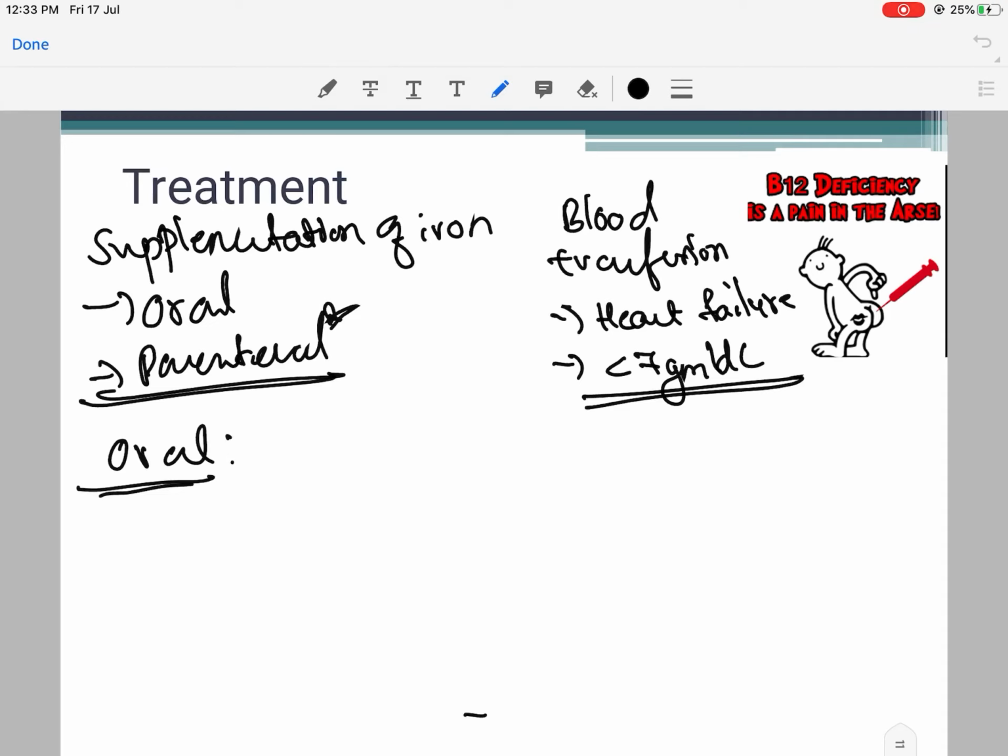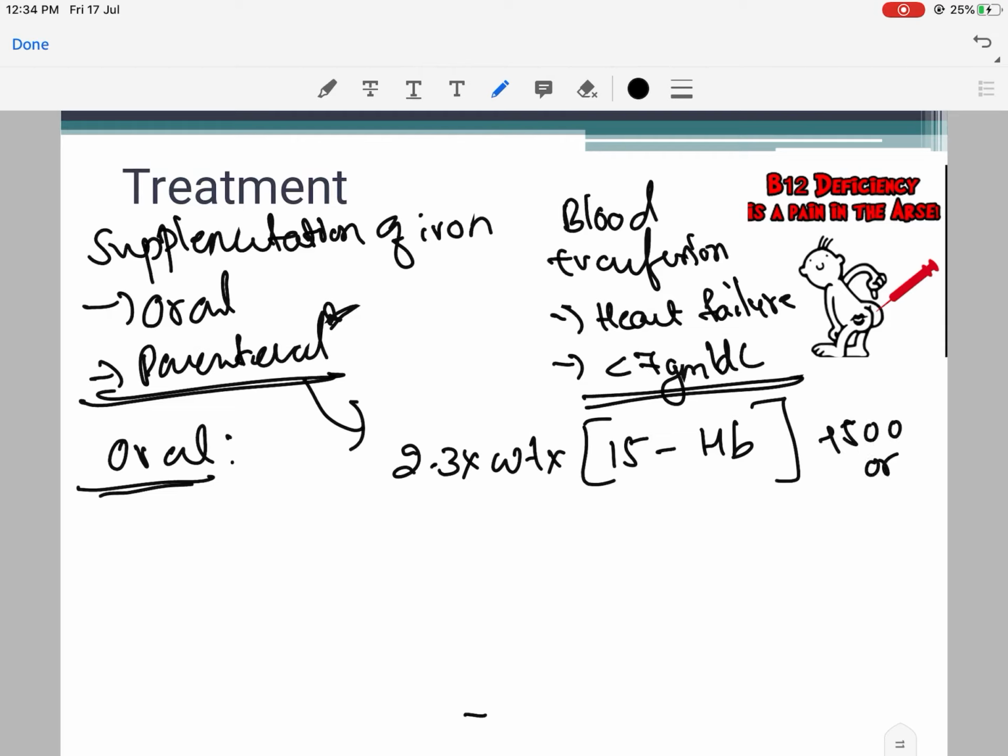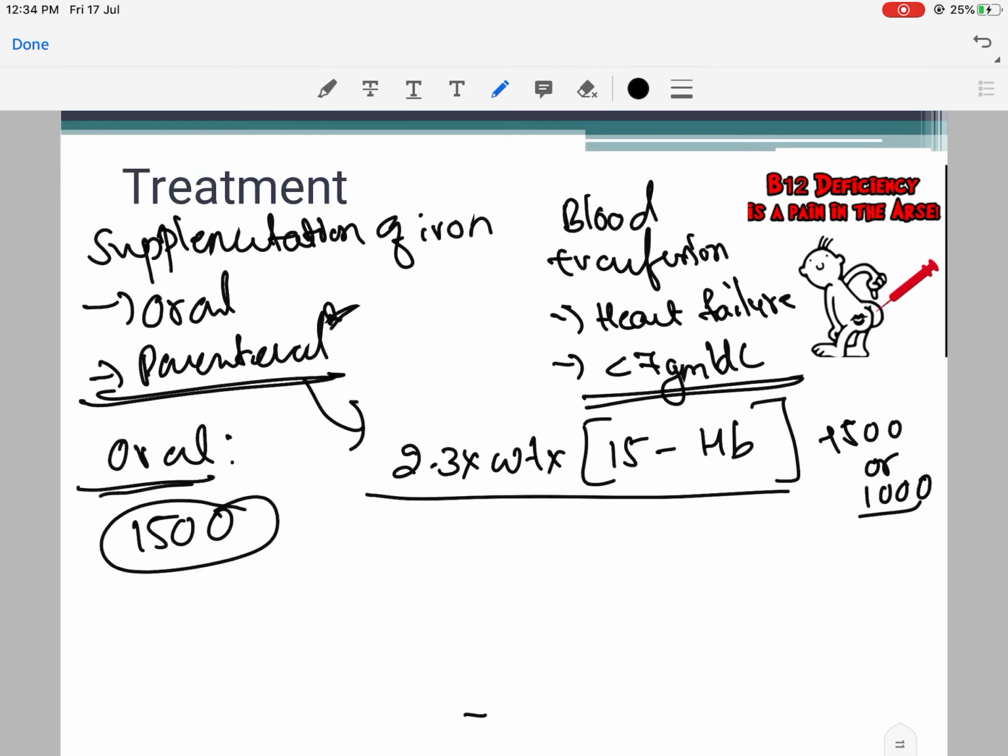So how do you calculate how much iron is required? You multiply 2.3 into body weight, and into this, the hemoglobin deficit, that is 15 minus the patient's hemoglobin. To this you add 500 or 1000. So 500 or 1000 is to replenish the store. This will give you the total deficit. So suppose the total deficit is 1500. So 1500 milligram you need to give.